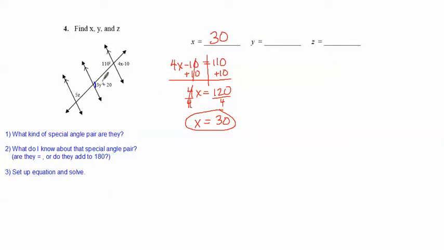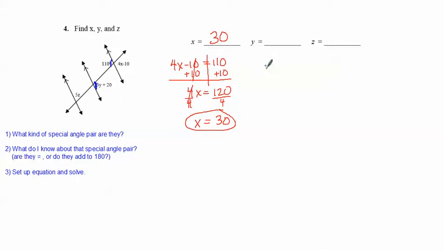If these 2 lines are parallel and I cross over to the other side of the transversal and the other intersection, I find the 110 again. And I can see that this 110 is an alternate interior angle to this one. So I can work with that pair. And then in step number 2, what do I know about alternate interior angles? Oh, I should know that they are equal, they're congruent.